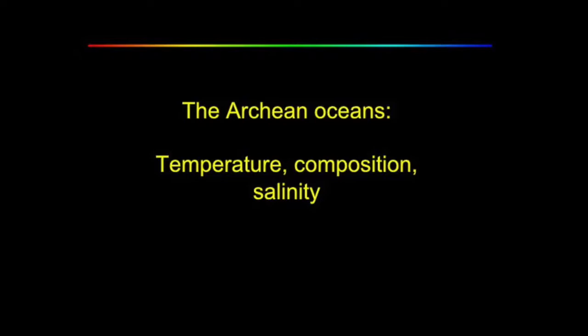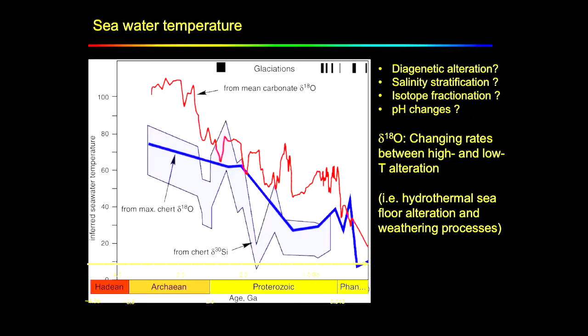Temperature is a big unknown. We have here our time scale, and this here is the paleo temperature, inferred seawater temperature, okay? Currently it's 4 degrees here in the deep oceans and a bit higher at the surface. Here you have in different colors 3 different records from chert silicon isotopes. In light blue, in the dark blue line is delta 18O, from oxygen in chert, and in red you have carbonates.